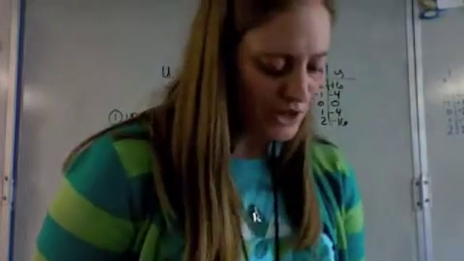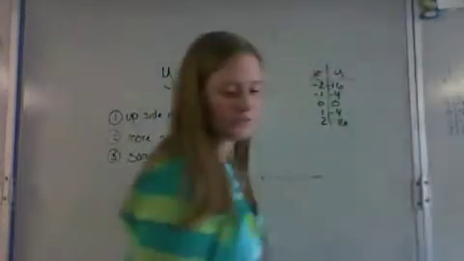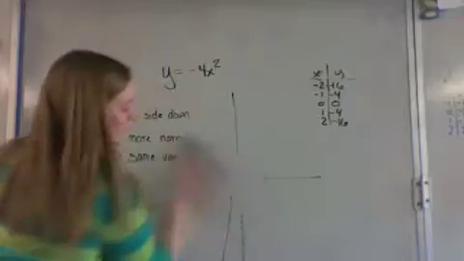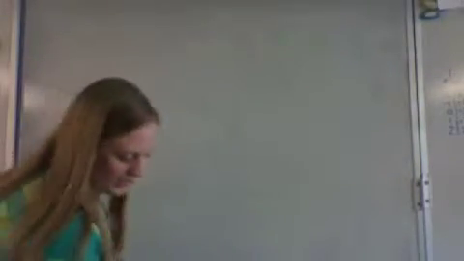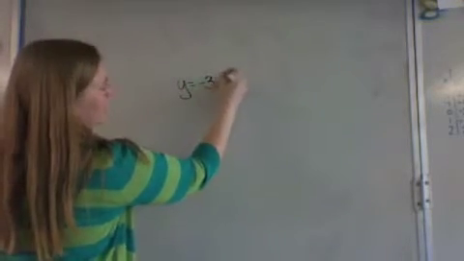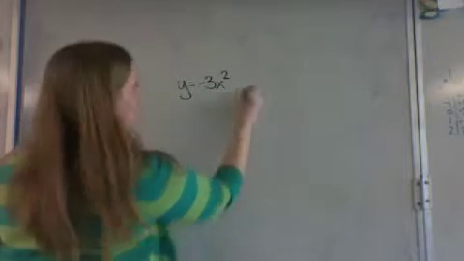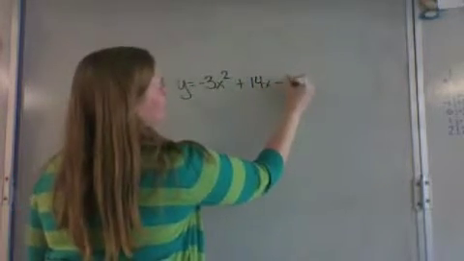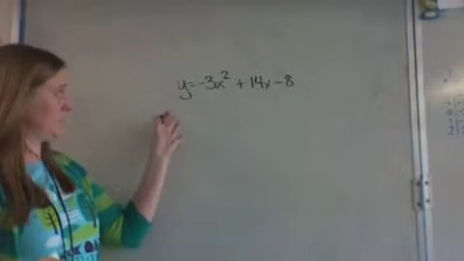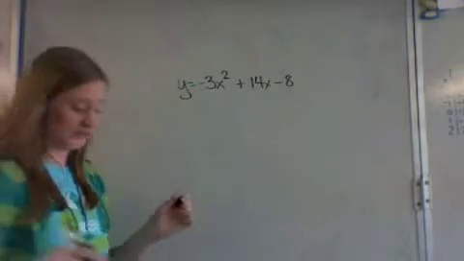So, for instance, I'm going to do a problem that is similar, and these are already set up for you pretty nicely. Let's see, I'll do this one. y equals negative 3x squared plus 14x minus 8. This is actually number 9 of your homework for tonight. So this is a lot like 2 of the questions on your test.